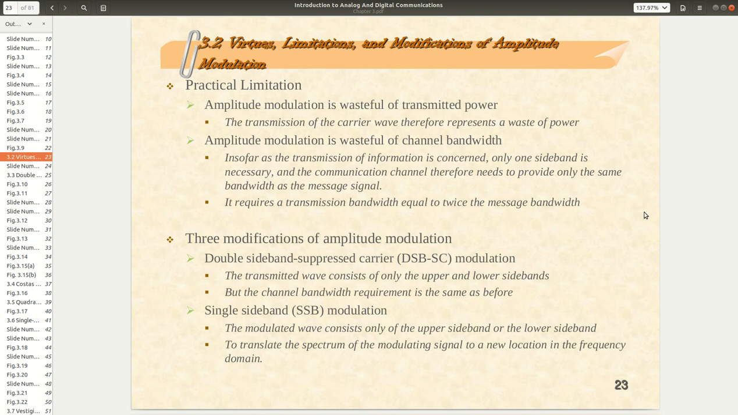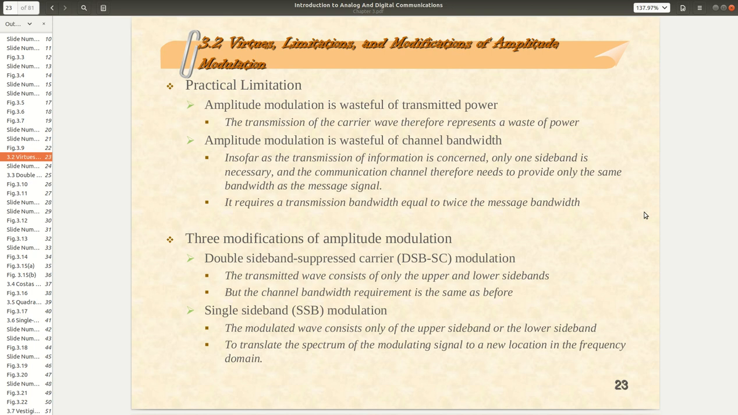Hello everybody. Today we will speak about the other type of amplitude modulation. Last lecture we spoke about AM modulation. Today we will see how to fix the problems with AM modulation: the high power, and how to widen the channel bandwidth.